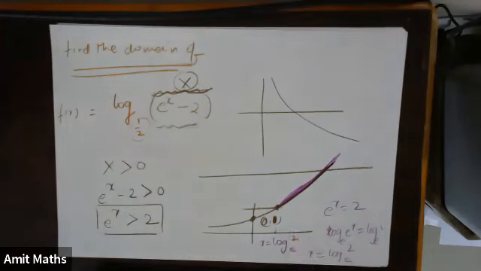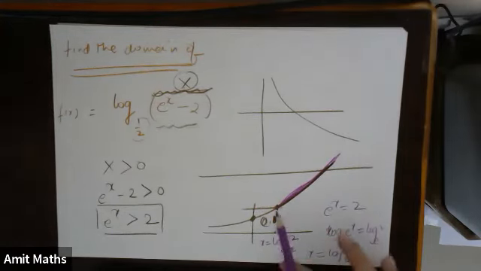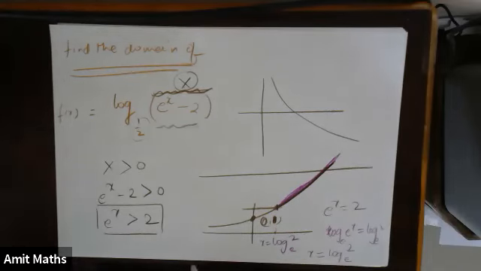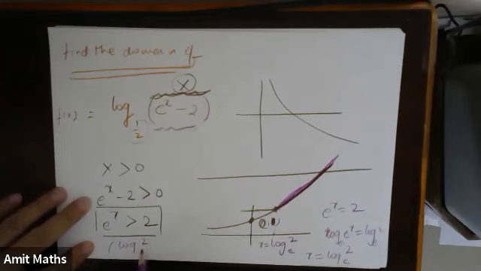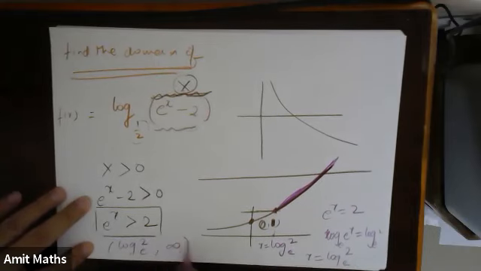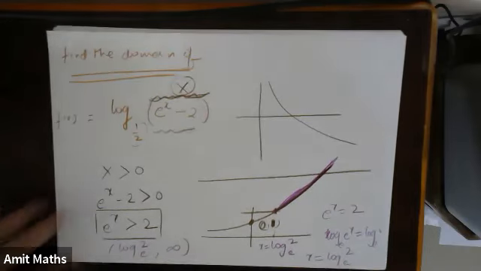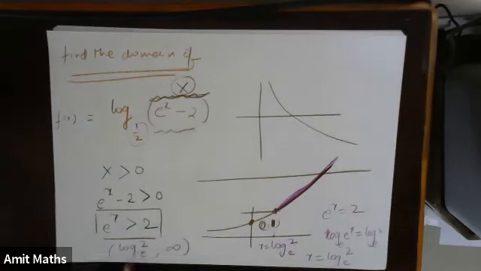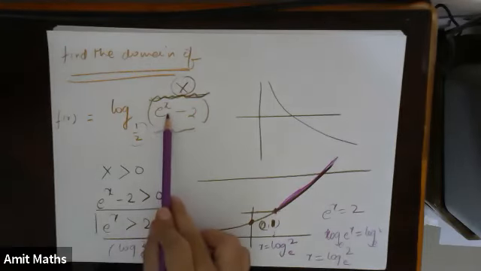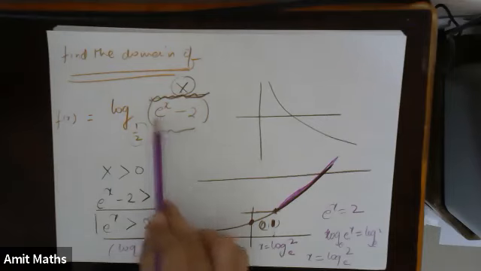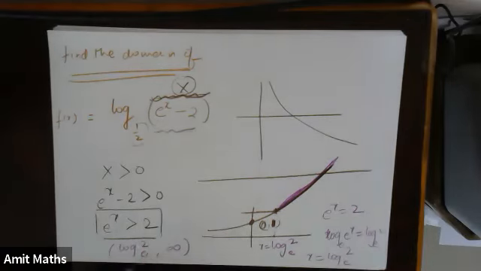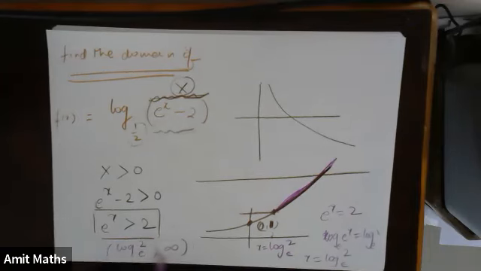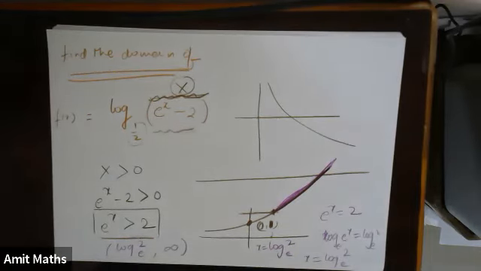So from log 2 base e, x can move up to infinity. The domain of this function will be from log 2 base e to infinity. If I substitute log 2 base e in this, it will become 0, and 0 is not included. So the domain is from log 2 base e to infinity. Everybody understood this? Okay.